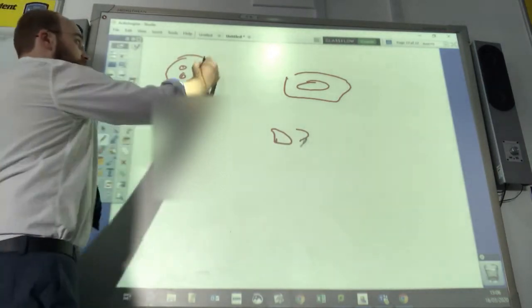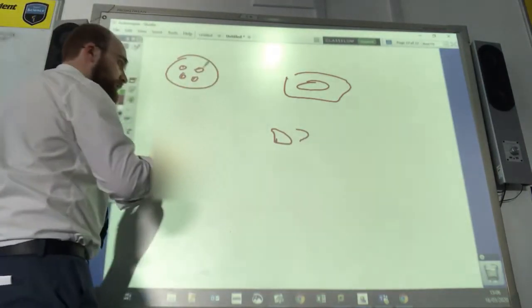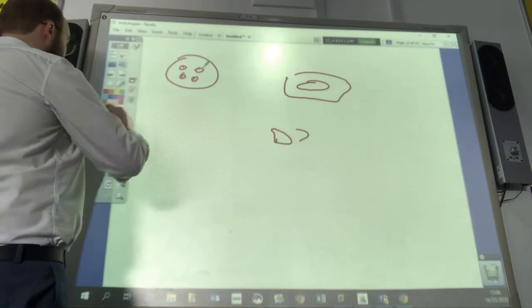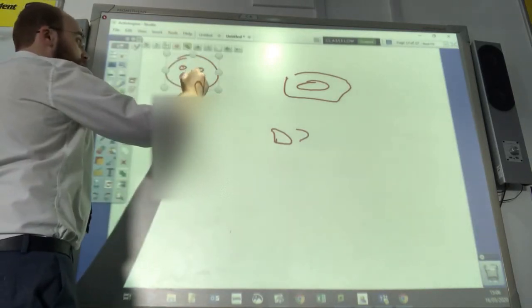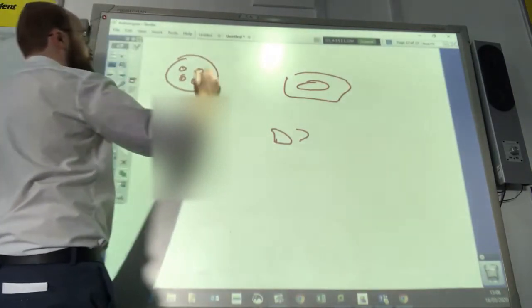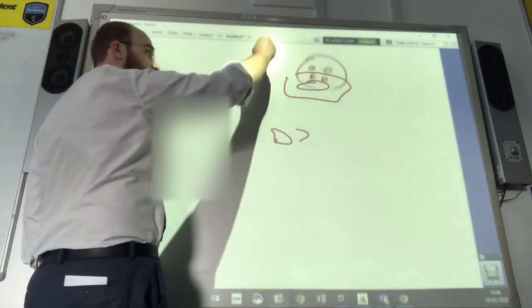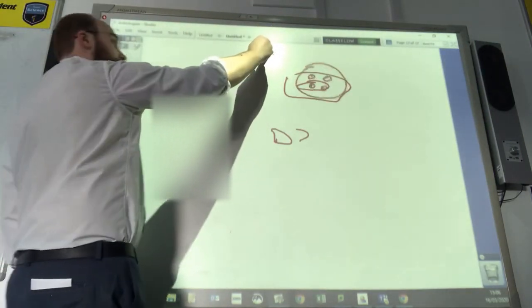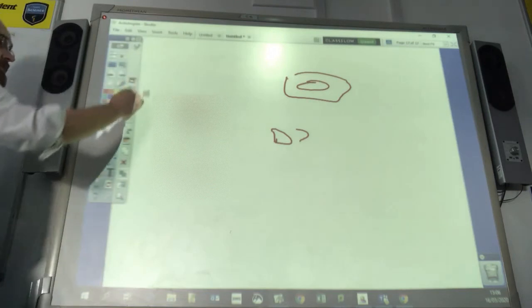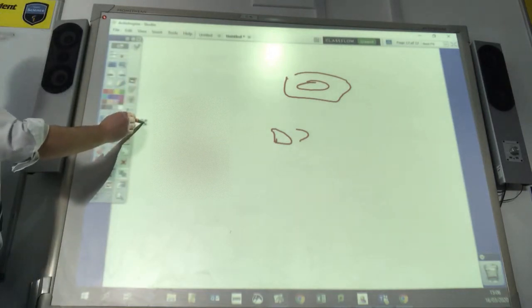First off, we've got to find the mass of the marbles, and we've got to find the volume of the marbles. So, first thing that we could do is we could put our marbles onto our weighing scales, and that would give us the mass of the marbles. Then we could put the marbles into our volumetric flask, and that would give us the volume of the marbles.